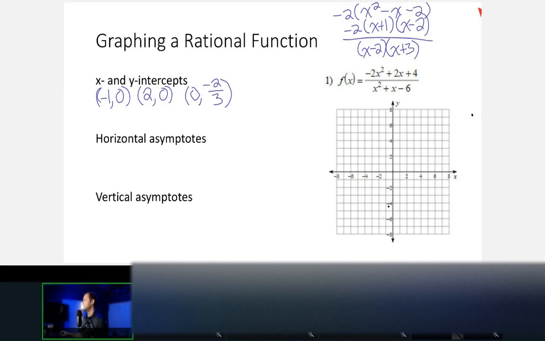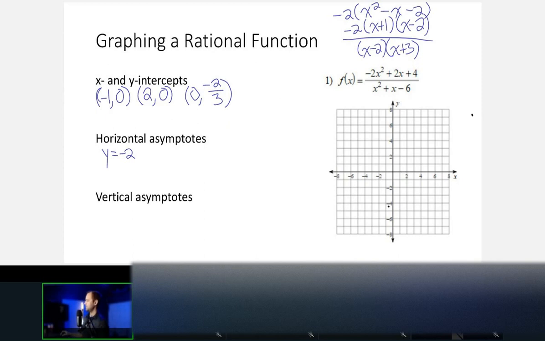So this is an even function, right? So we take the ratio, right? So it's -2 divided by 1. There we go. Yeah, y equals -2.